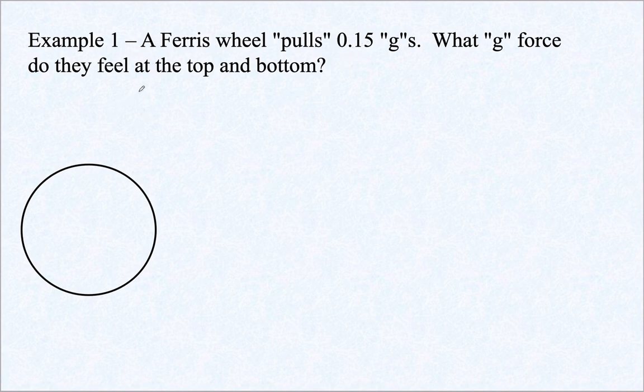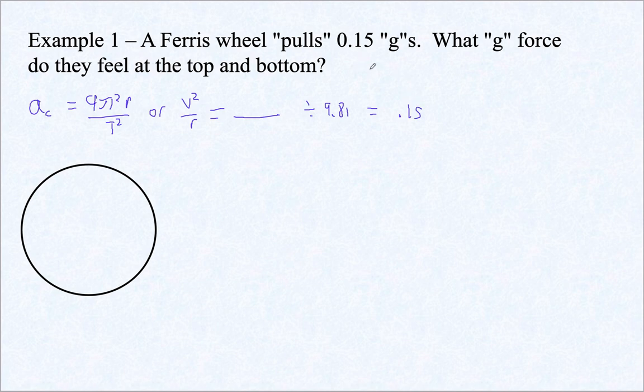That means that if we figure out the acceleration, the centripetal acceleration, maybe we use 4 pi squared r over t squared, or maybe we use v squared over r, but whatever it is, we figure it out, then we divide by 9.81, and that equals 0.15.